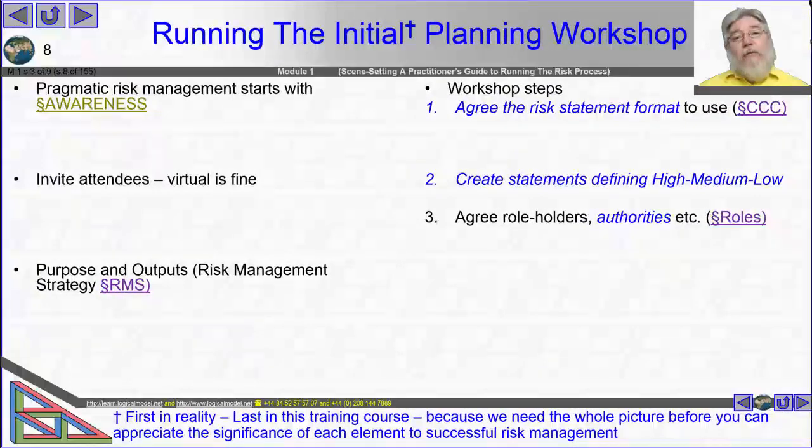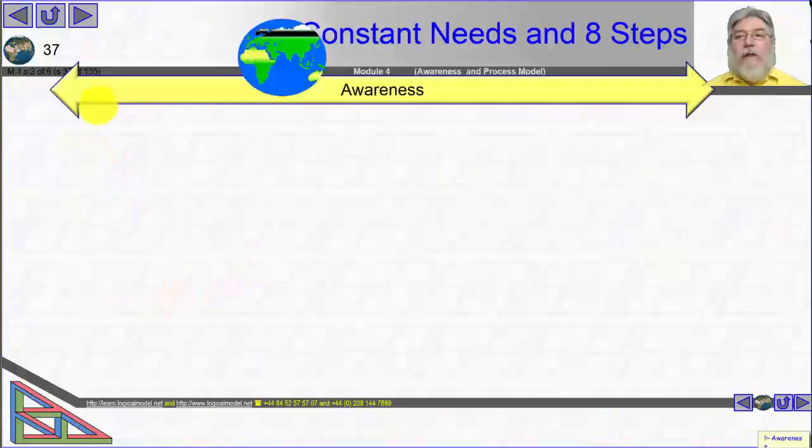I'll frequently run risk planning workshops when I'm in my project. The start and end of everything is a good opportunity to say, let's have a considered discussion about risk. Now that requires that we have much greater understanding of awareness than I've given you so far, and these things like risk management strategy and awareness here are links.